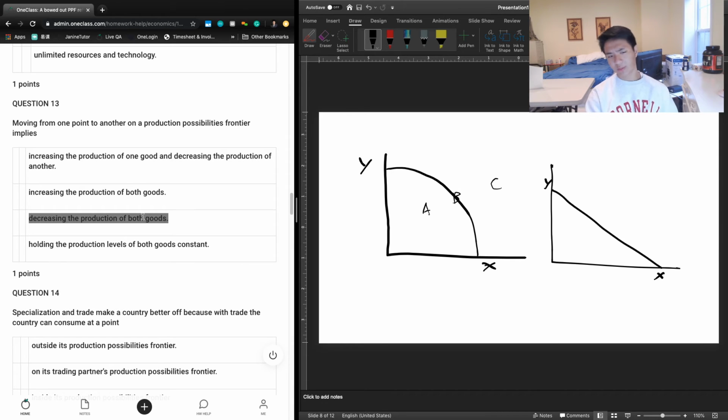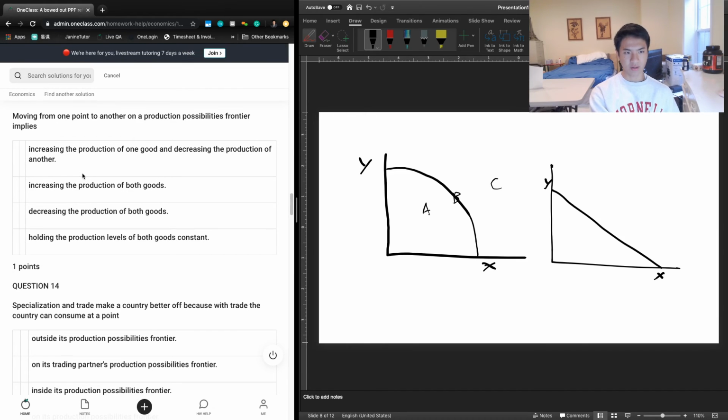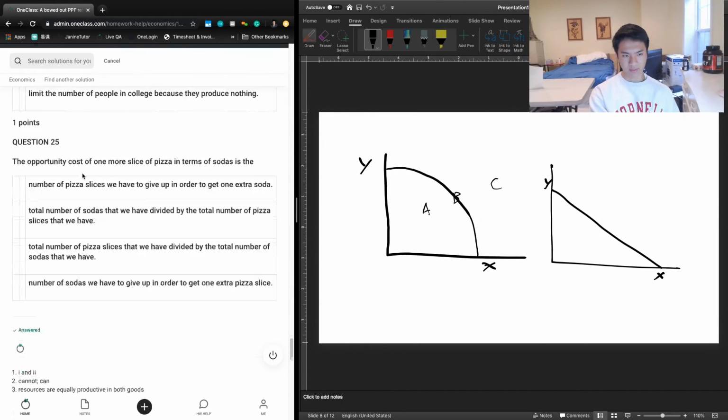And finally, holding production levels of both goods constant. Because we're moving points, then we know it's not a constant production level, that one good is being produced more. If we go from, let's say, here to here, that's good X. If we go from here to here, it's good Y, and vice versa, decrease in the production of another because there's a trade-off. So we're going to see that be the right answer.